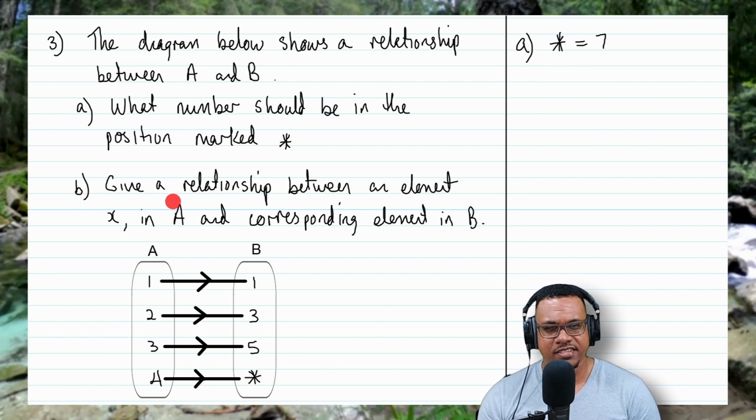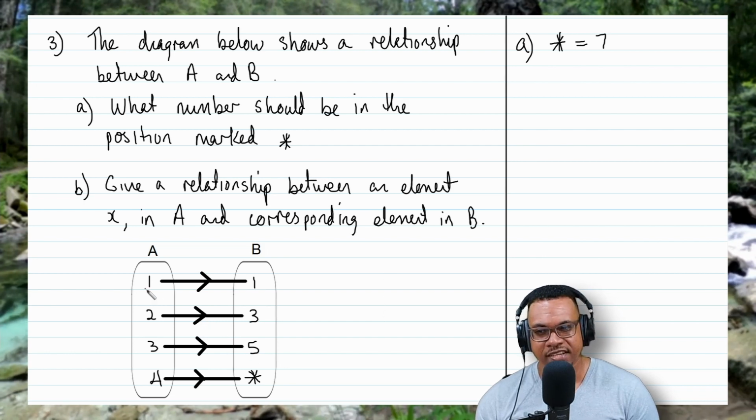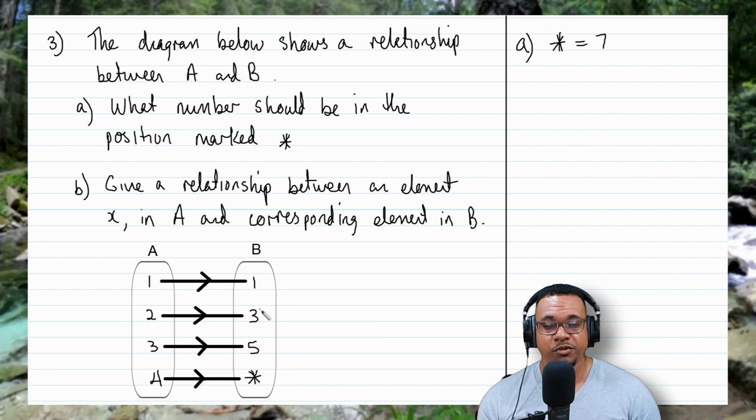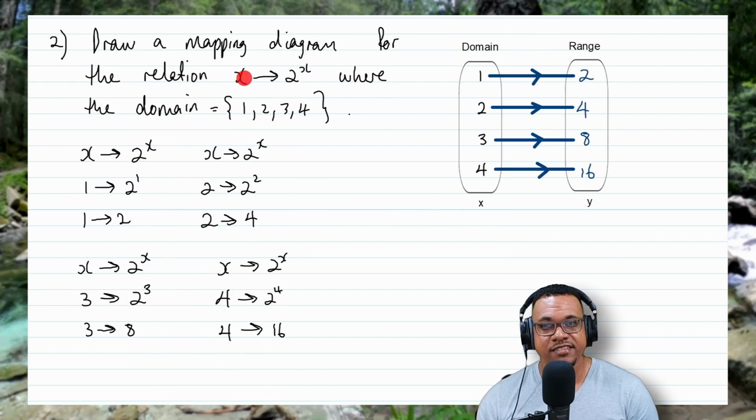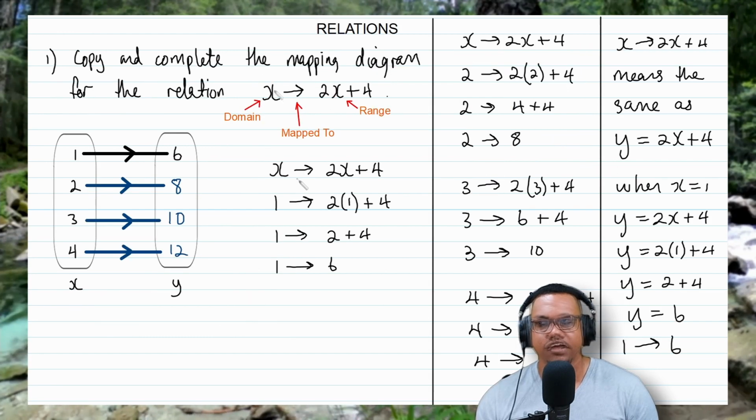Now moving on to part B, they want us to give a relationship between an element x in A. So x, remember, domain is x values. So A is your domain, so 1, 2, 3, 4 is your x values. And the corresponding element in B. So B is the range and these are y values. So basically you want to know what an element in A, which is an x value, is mapped to in terms of B. So basically, they want to know the formula for the relation, what x is mapped to. Meaning, if you go back here, this is your formula for your relation: x is mapped to 2 to the power x. So this is what they want. So again, here, x is mapped to 2x plus 4. So this is your formula here. That is what they want.